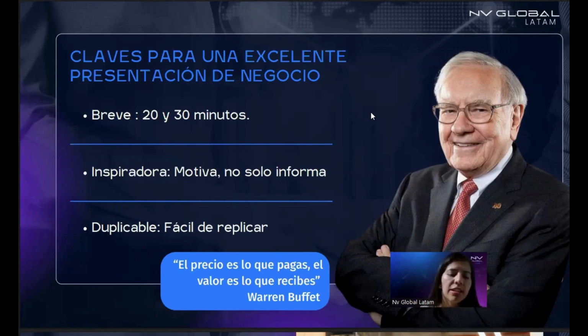And the next thing you need to do is make it duplicable. That's another advantage of network marketing. You do the work once, you duplicate it, and you make it work for you. The same thing happens with money. You invest it once, make it grow, and make it work for you, over and over again. These are the keys to an excellent business presentation.